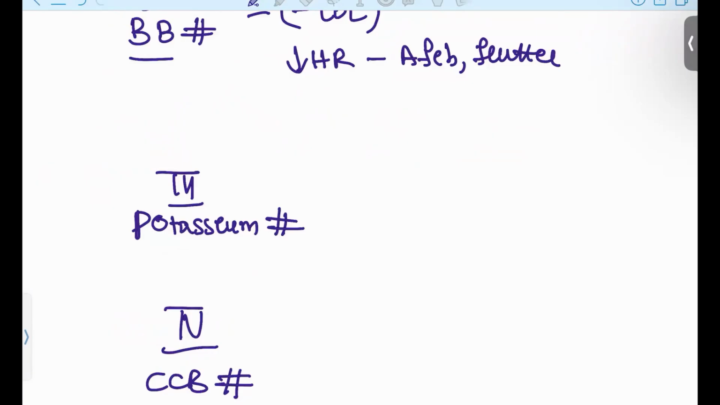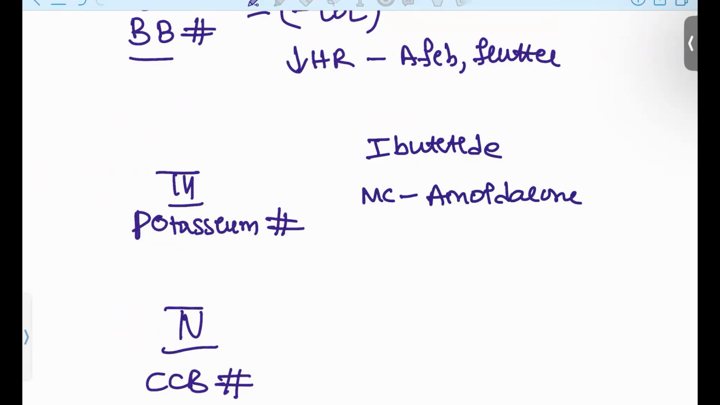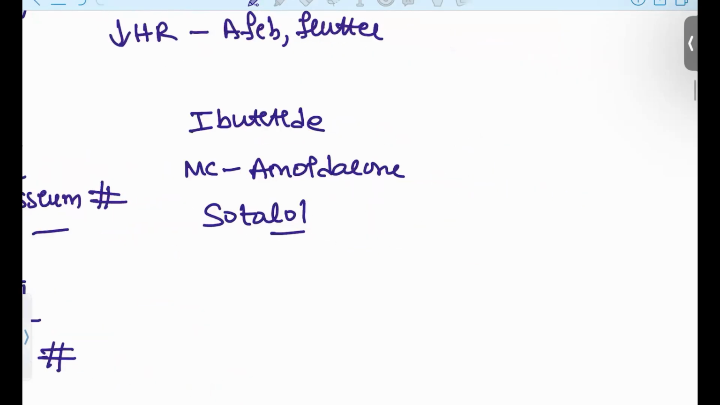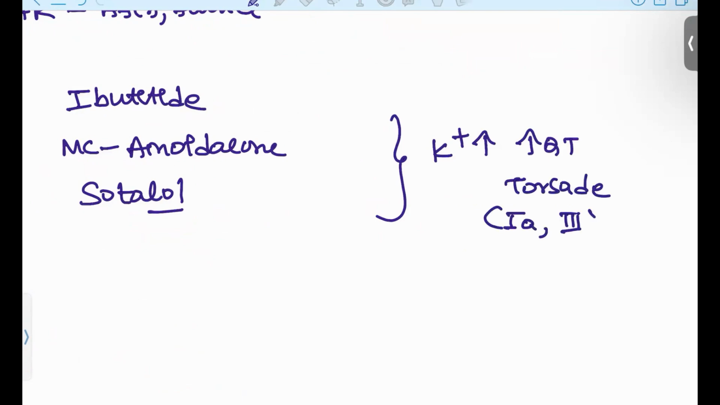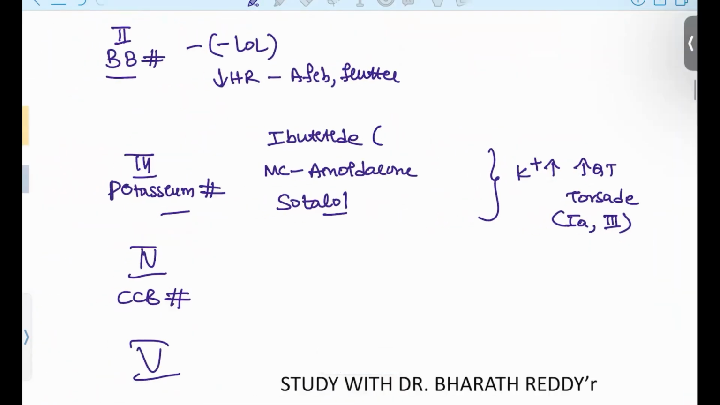Potassium channel blockers include drugs like ibutilide and the most common, best antiarrhythmic, that is your amiodarone, and also drugs like sotalol. Sotalol is a beta blocker, but it also has the potassium channel role. So all these potassium channel blockers have a high risk of QT prolongation. Torsades risk is with two types of drugs: one is your 1A drugs and another one is the third class of antiarrhythmics. Most common with ibutilide and least common with amiodarone.